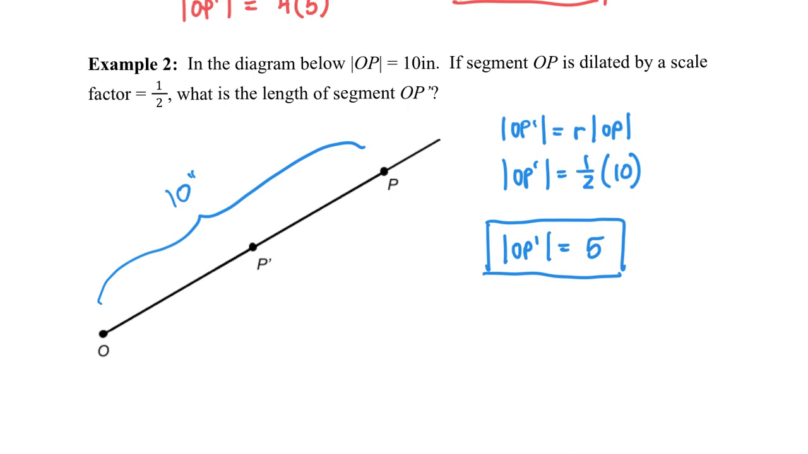So I would take the length of my segment OP, which is 10. I would cut it in half, which makes it 5 inches, which makes sense. So this is sort of an introduction to dilations. We're going to get into a lot more details over the next bunch of lessons, but this gives you sort of an idea of what's going on.